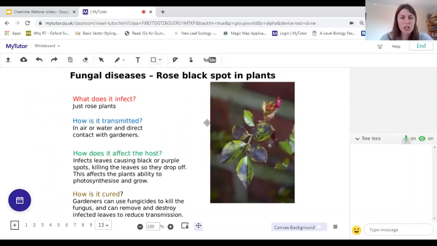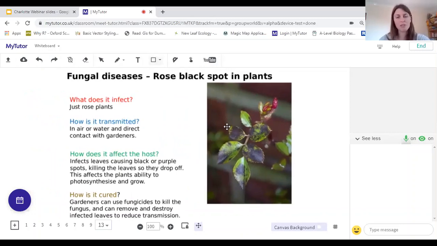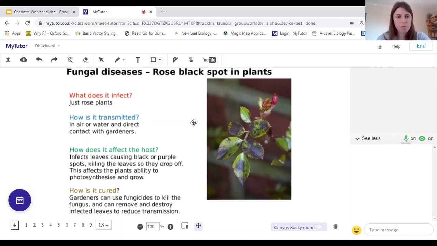And we've got another plant example. I feel like we've talked about a lot of human examples of diseases today. One fungus that can affect plants is rose black spot fungus. It only affects rose plants, and it's transmitted in air or water or direct contact with gardeners as well. So it can be transmitted in quite a few different ways. It's very good at moving between plants.